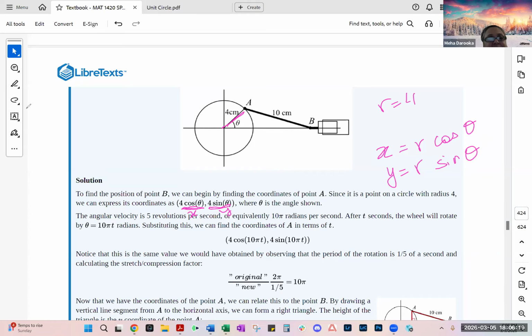Then they are telling us we have an angular velocity of 5 revolutions per second, which is also given to us in the problem, which equivalently comes out to be 10 pi radians per second. Does anybody know where we are getting that value of 10 pi radians per second from? We talked about this in chapter 1 or chapter 5 from your textbook.